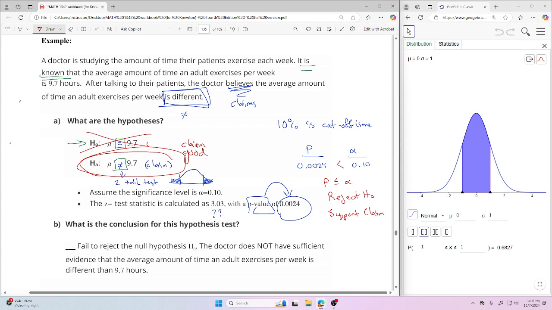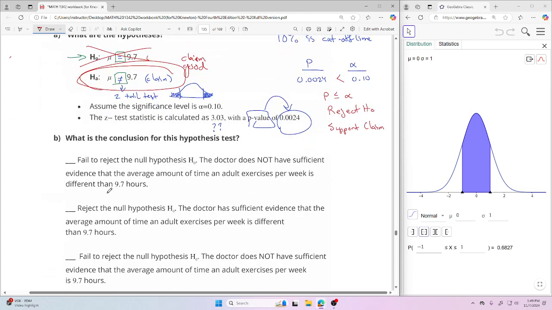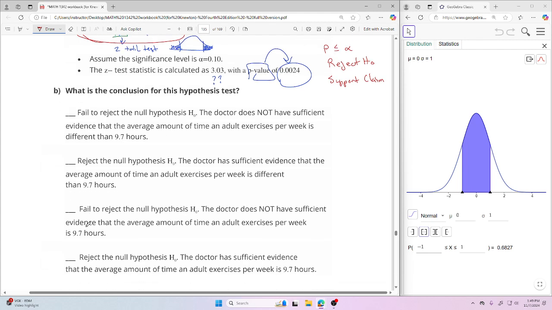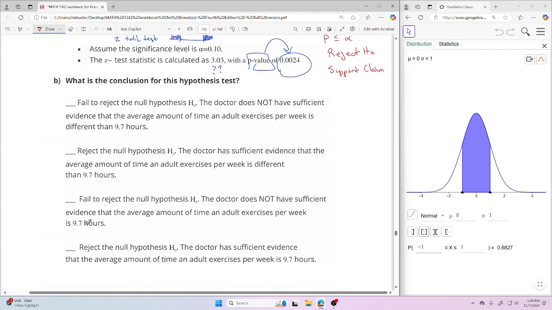That's the answer. So now we need the conclusion here. I want to take this and put it into one of these: A, B, C, or D. You tell me, which one matches? Literally, I'm just looking right here and saying, can I match that up? Second one, you like it? Reject H naught. That's true.